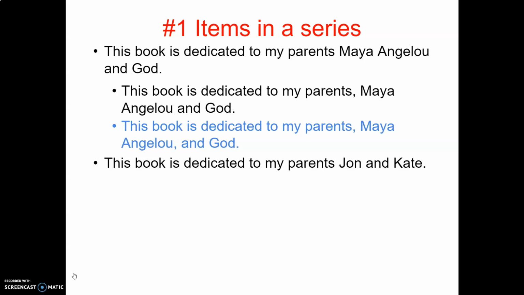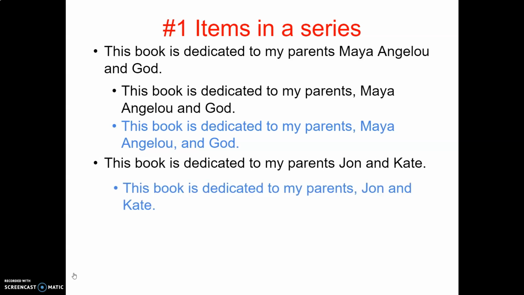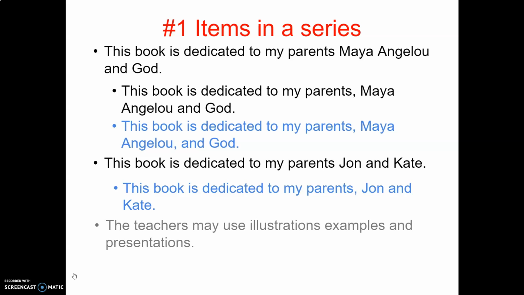However, if the parents are John and Kate, then we're going to put it after parents and understand that John and Kate are the parents. So you as the writer, it's important for you to clearly express to your reader what you're talking about, okay? If you're dedicating the book to my parents and then John and Kate are other people, then you're going to put that comma after John, and that's going to alert your audience to the true meaning of what you're saying.